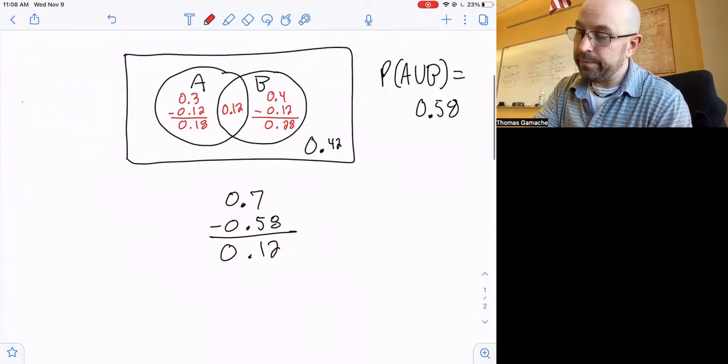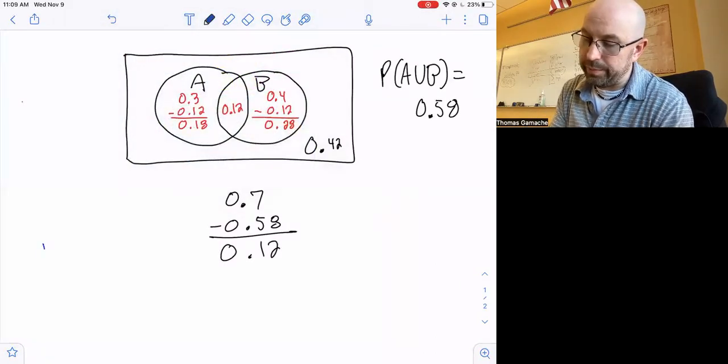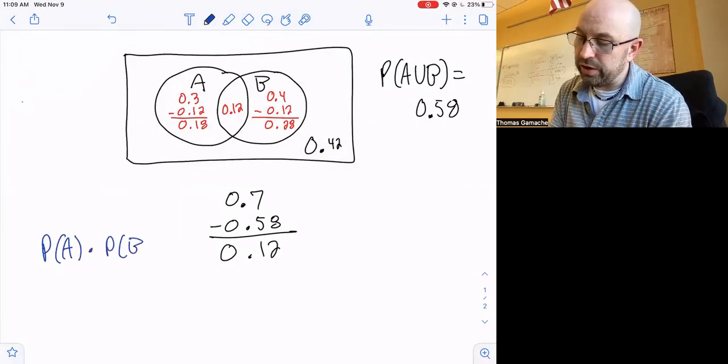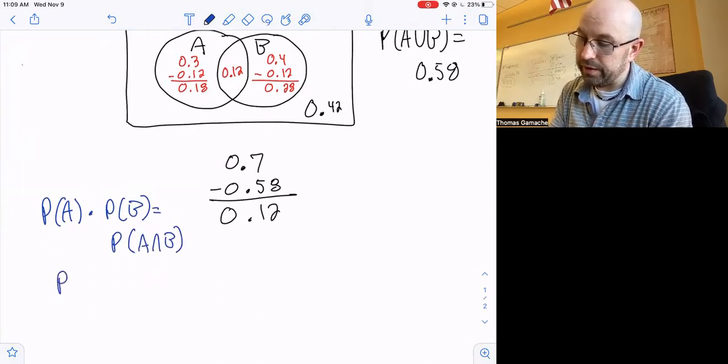One way I can do it is the probability of A times the probability of B should give me the probability of both of them happening at the same time. Let's see how my math works out. Probability of A is 0.3. I'm going to erase that, excuse me.